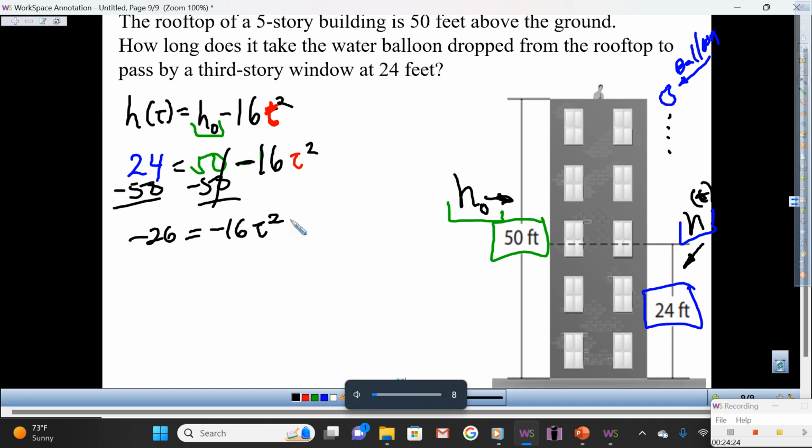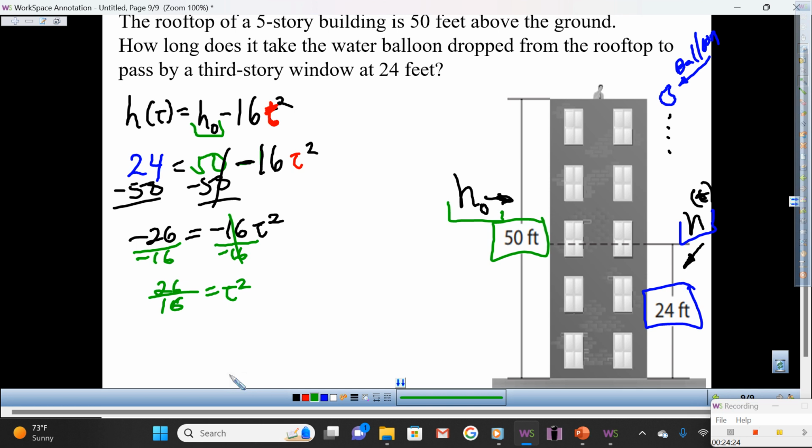Tell your neighbor what to do next to leave t squared by itself. What do we do next at that point? Brandon, Felix, pass someone. Danny, what do I do next? Divide by negative 16 to both sides. That is correct. That leaves us with 26 over 16 equals t squared.